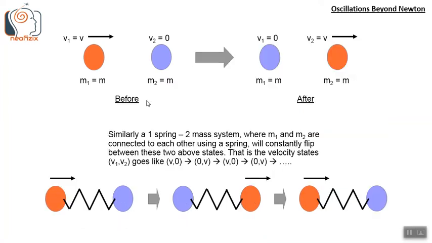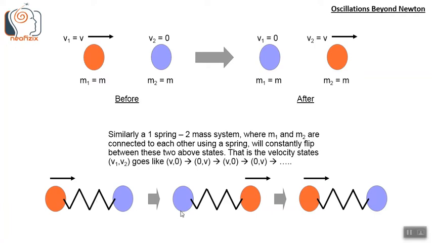So if before collision m1 was moving with v meters per second and m2 was at rest, then after collision m1 will be at rest and m2 will be moving with v meters per second. That is, after the collision, the velocity states flip from one possible solution to the other possible solution.